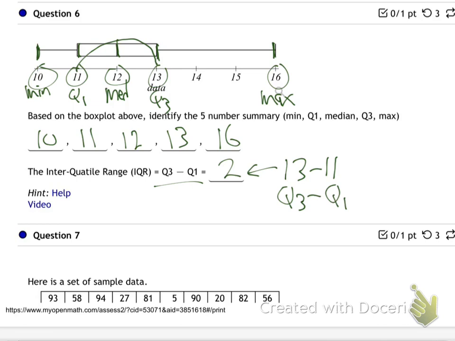We good? Am I going too fast? Is that all good? Yeah, I'm going too fast. I just want to finish it for you. I think we have one more question. But is that good? Does that make sense? I just crank the 5 numbers: min, Q1, median, Q3, max. And the interquartile range, Q3 minus Q1.